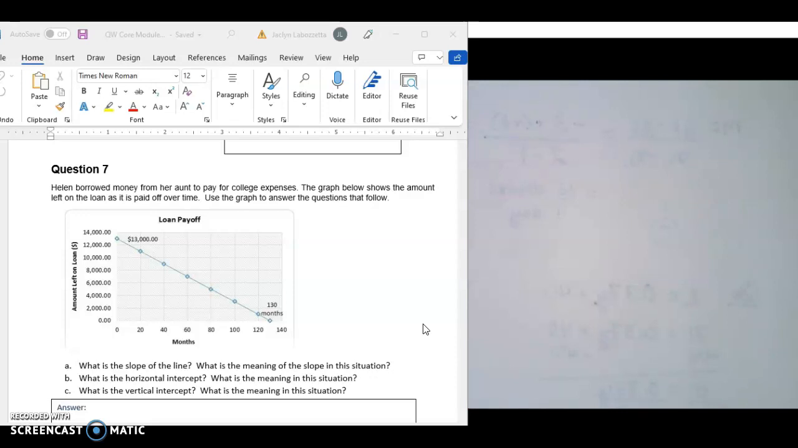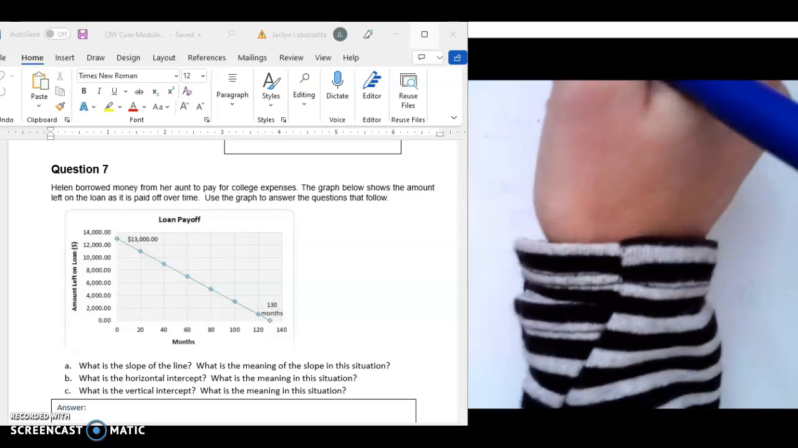Helen borrowed money from her aunt to pay for college expenses. The graph below shows the amount left on the loan as it is paid off over time. Use the graph to answer the questions. All of the questions ask you for a mathematical number, or a quantity, and then the meaning in the context of the situation. So again, this is a really important question for you to study, not only for the assessment, but for the final exam. You're just reading the information from the graph.